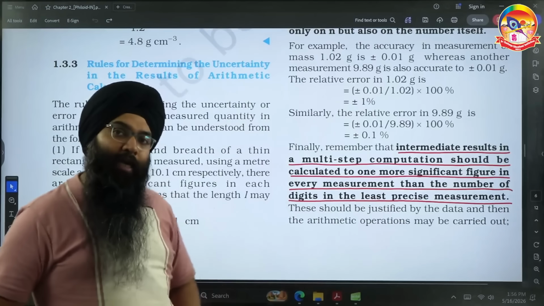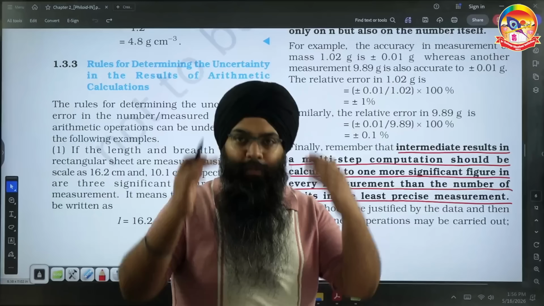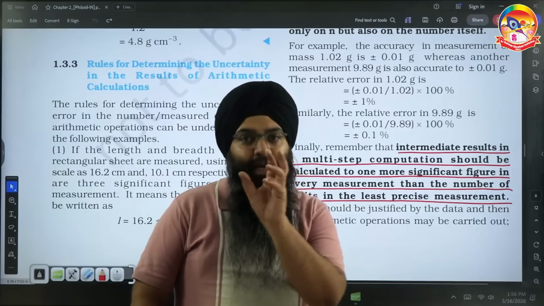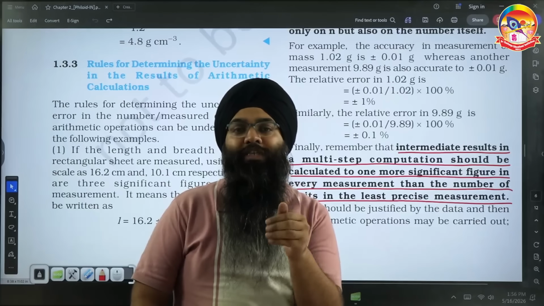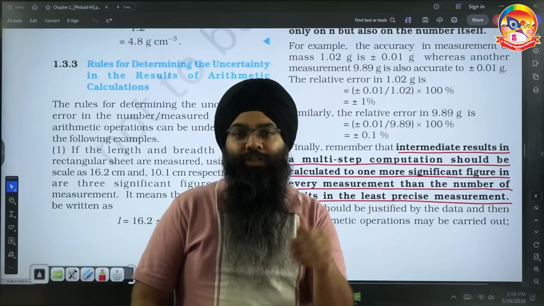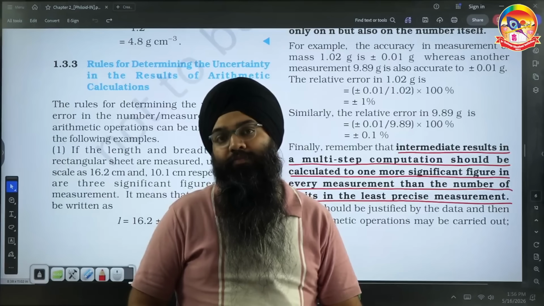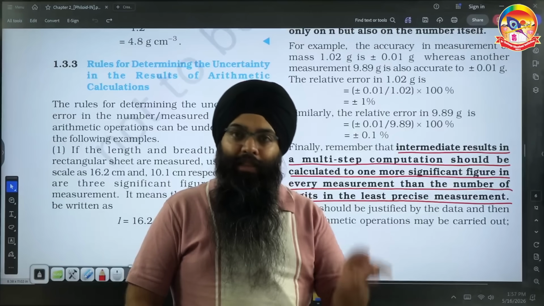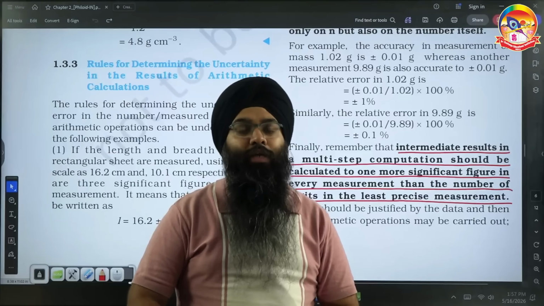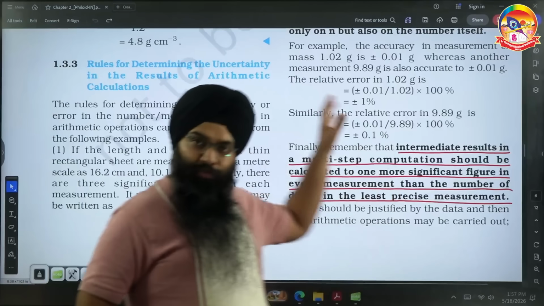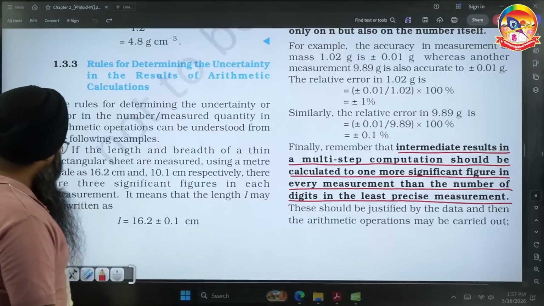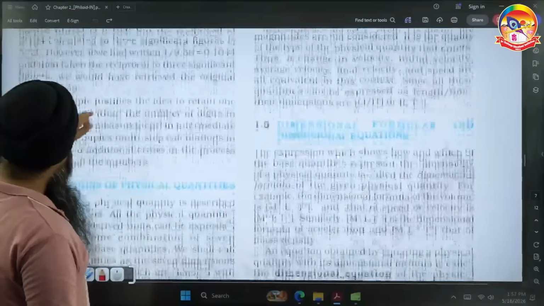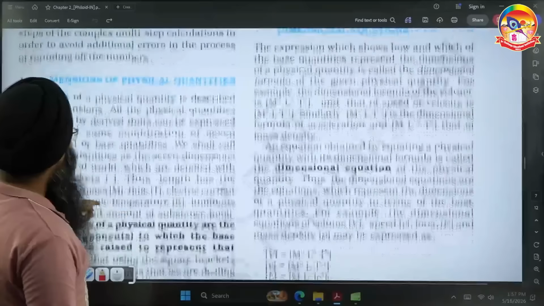What they are saying is that whenever you are doing a multi-step calculation, wherever multiple steps are there, then in the intermediate calculations, you always have to retain one digit extra than the least precise digit. So that particular rule has to be taken into account, and in the final result you have to use all those calculations which were already given to you, which I already explained. Okay, so this is a very important concept. These were basically the concepts of significant figures and the concept of precision.